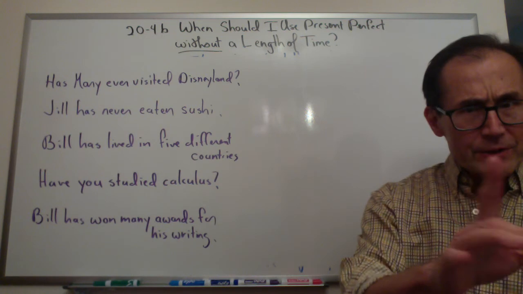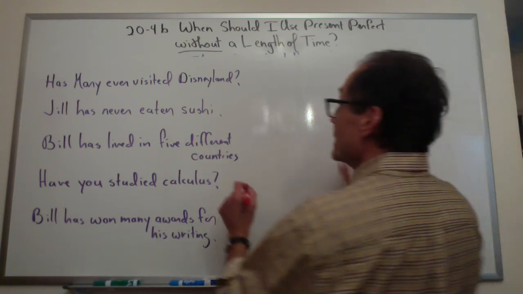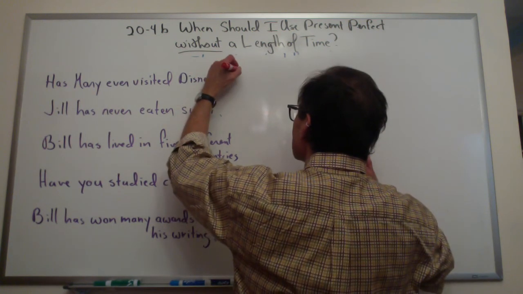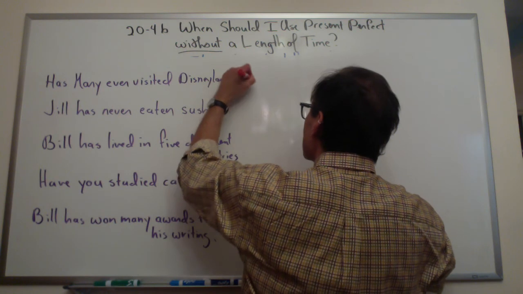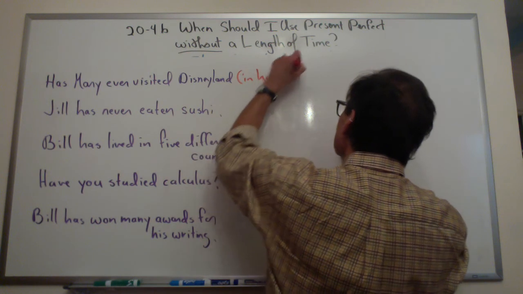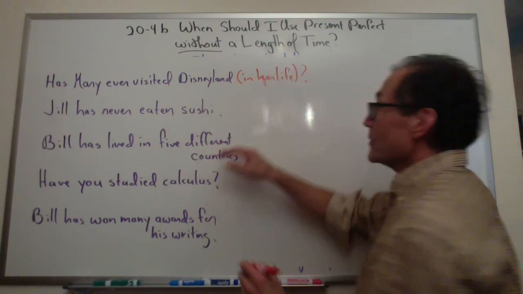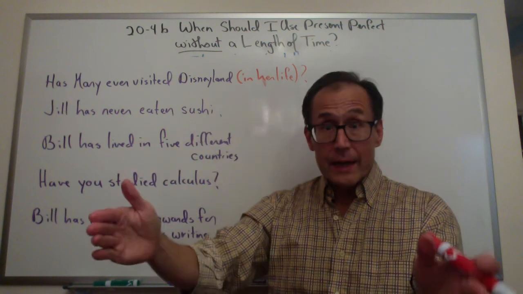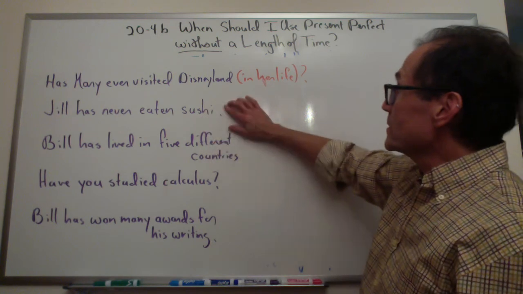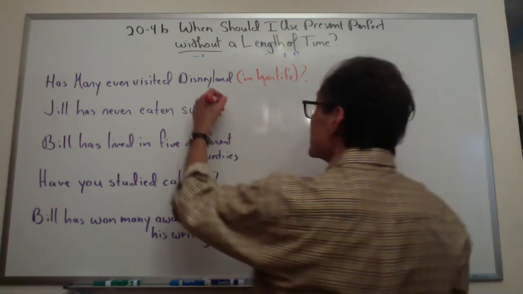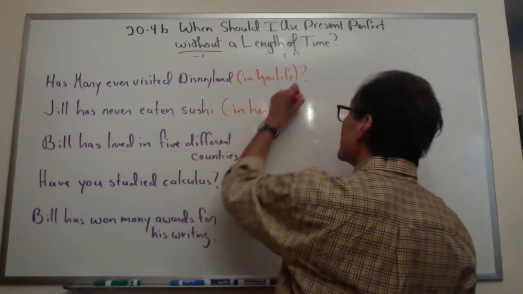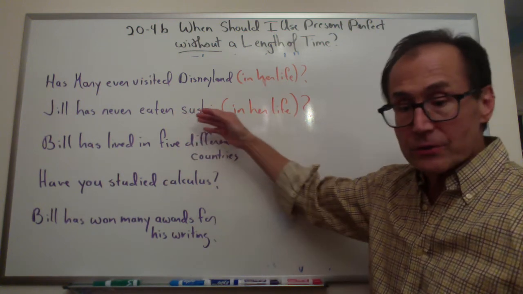Let me show you a little bit more what I mean by that. If I say, has Mary ever visited Disneyland? When an American says that, it's like, in her life. That means from the time that Mary was born until now, has she visited Disneyland? Jill has never eaten sushi. Again, I could add to that sentence, in her life. From the time she was born until now, she has never eaten sushi.